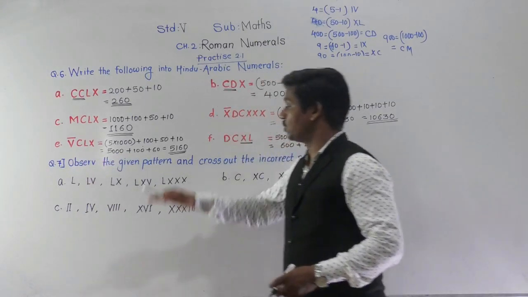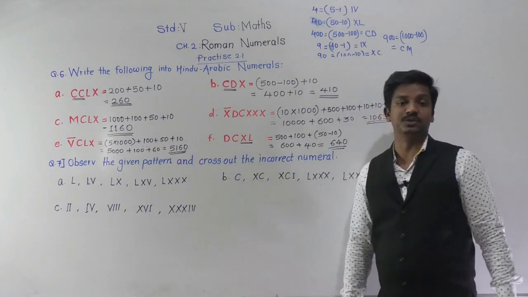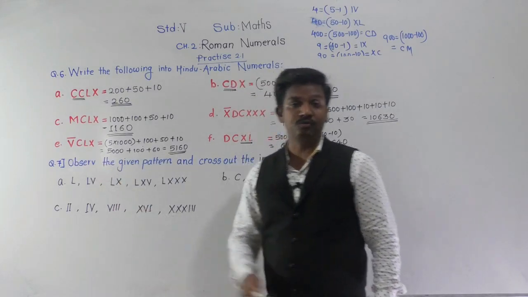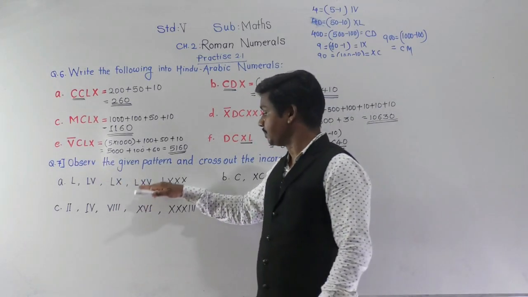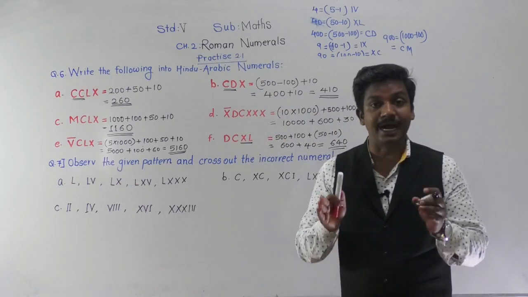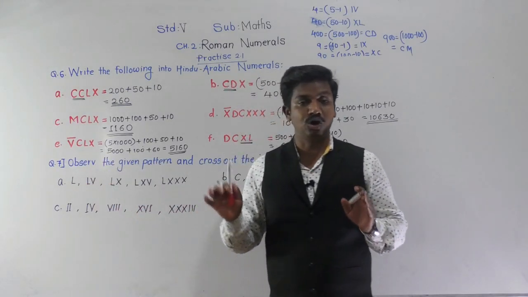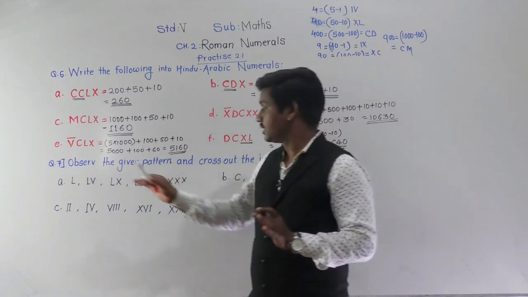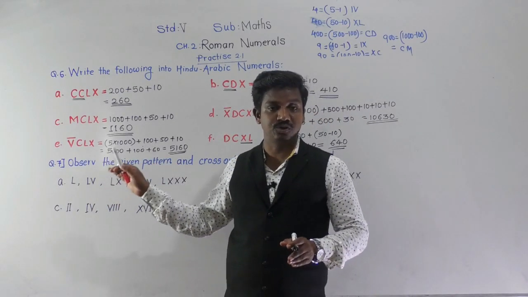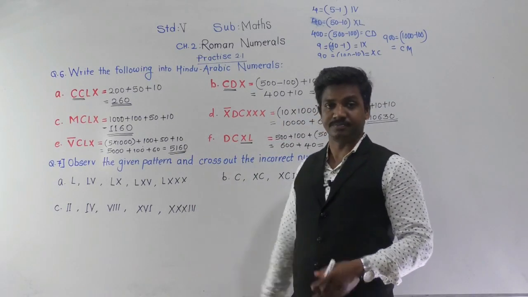Next question. Observe the given pattern and cross out the incorrect numeral. See here, a group of Roman numerals is given. They are given according to a specific pattern, but there is one odd number, one number which is not suitable for this pattern. We have to find out which one it is and cross it out. Let's do it.